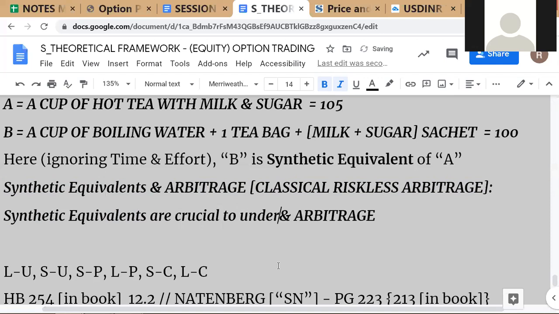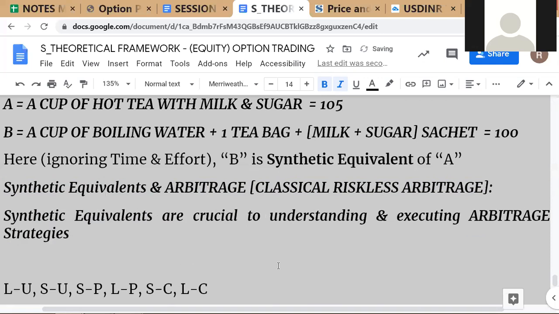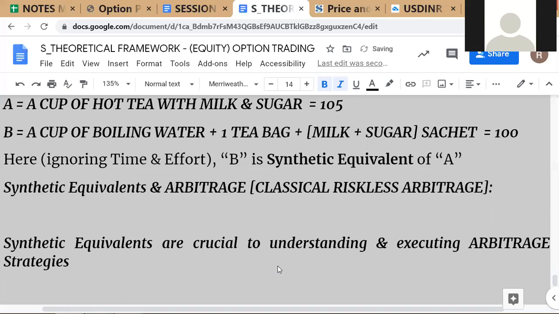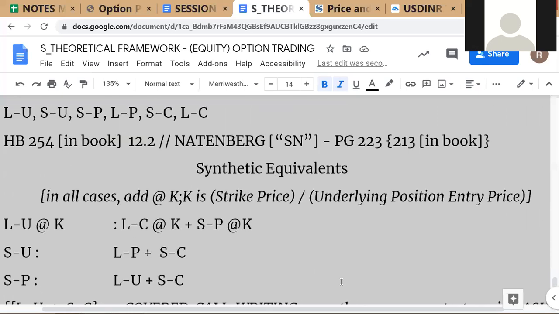understanding and executing arbitrage strategies. Okay. So here at arbitrage strategies, what I will do is I'll also refer you to, at this point, Natenberg's book. Okay. I'll refer you to what book, what page.